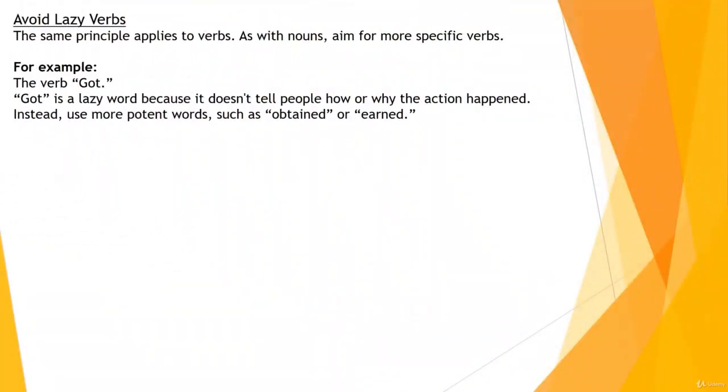Avoid lazy verbs. The same principle applies to verbs. As with nouns, aim for more specific verbs. For example, the verb got. Got is a lazy word because it doesn't tell people how or why the action happened. Instead, use more potent words, such as obtained or earned. This also applies to the words use, make, to be, there is, to have, and any other general word.